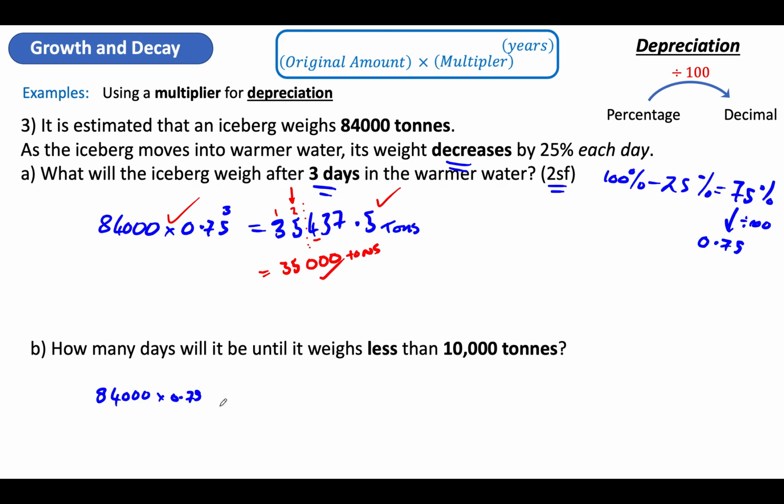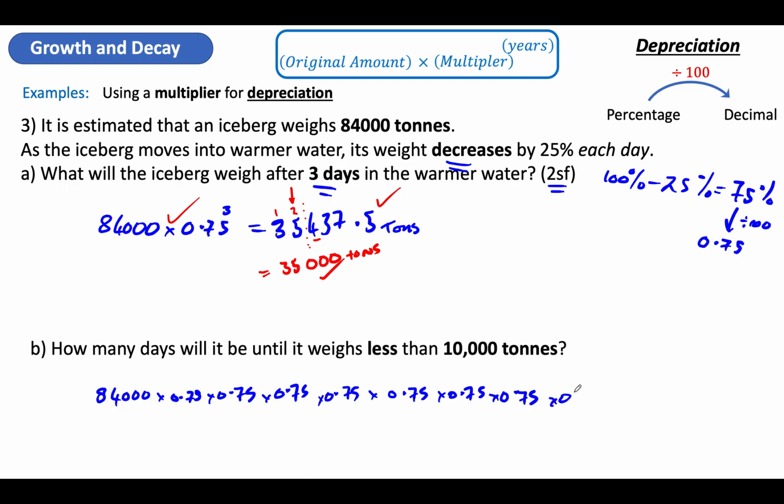So how many times have I timesed it so far? 0.75 times by 0.75, and that gets us there. So that was 3 days. Let's do it again. 4 days. Oh, still 26,000. Let's do it again. Oh, still loads. Still 19,900. And you just keep timesing it by this until you get down to the figure that you want.